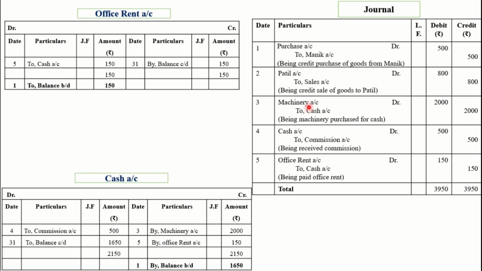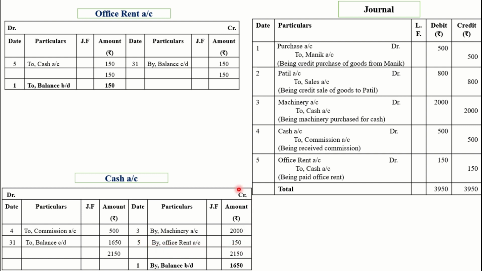Then another transaction where we observe the cash is the fourth. Here, on fourth, the cash account entry is on the debit side. That transaction's credit account we record on the debit side. You can see here, fourth, to commission account 500. Then after fourth, there is a fifth date transaction. Here also we observe the cash account. Here the cash account entry is on the credit side. That's why that transaction's debit account we record on the credit side. You can see here, fifth, by office rent account 150.